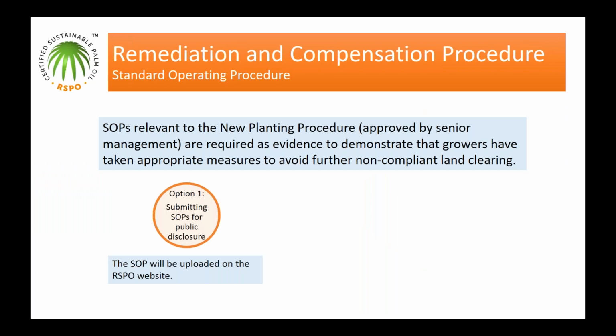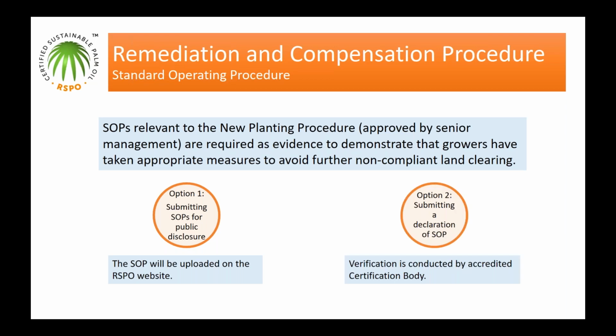So briefly on SOPs, the SOP that the RSPO requires is the SOP that is relevant to the new planting procedure, and this must be approved by senior management. It is required as evidence to demonstrate that growers have now taken the appropriate measures to avoid further non-compliant land clearance in the future.